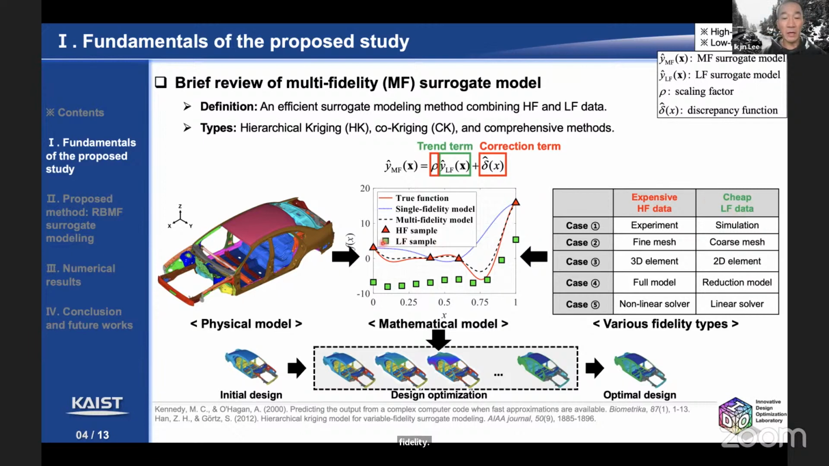So by just using high fidelity data in this figure, which is actually for high fidelity data only, we could build this blue dotted line as a surrogate model, which is different from the red solid line, which is treated as the exact result. But instead of using high fidelity data only, if we include more low fidelity data, then we could build this black dashed line as a surrogate model, which is more accurate than the single high fidelity surrogate model. Then if we can build this accurate surrogate model, we could use it for design optimization.